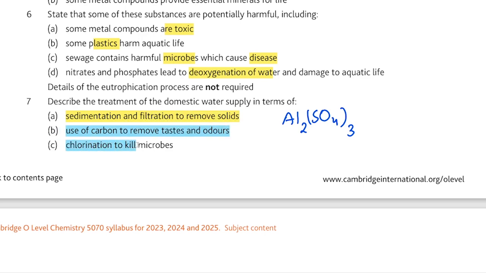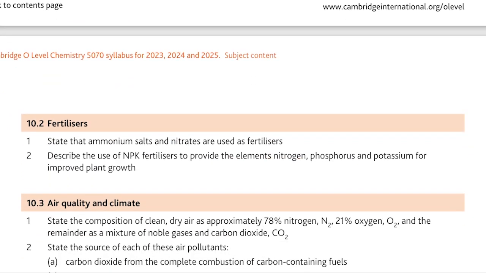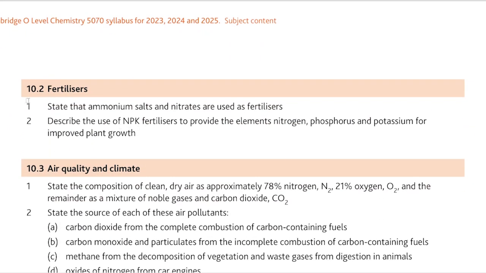So next, chlorination to kill microbes. Chlorine gas passes through the water, and aqueous chlorine is used to kill the microbes or all the microorganisms present in water. 10.2 fertilizers. State that some ammonium salts and nitrates are used as fertilizers, like ammonium chloride, ammonium sulfate, ammonium nitrate. So some of the ammonium salts are used as fertilizers.